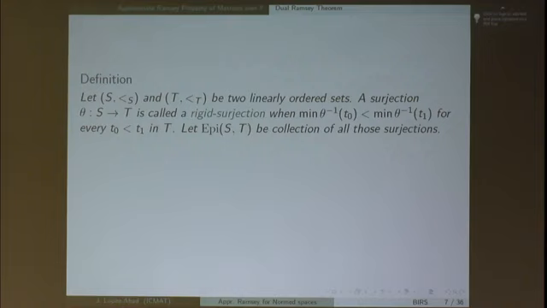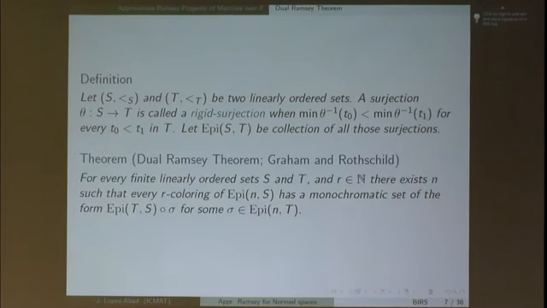I am going to use this notation, the collection of rigid surjections between S and T, and then the dual Ramsey theorem states the following: if you have finite linearly ordered sets S and T, and a number of colors R, then there is a big N, so that whenever you color with R many colors the epimorphisms from N, with the canonical ordering, onto S, there is a monochromatic set of the form.